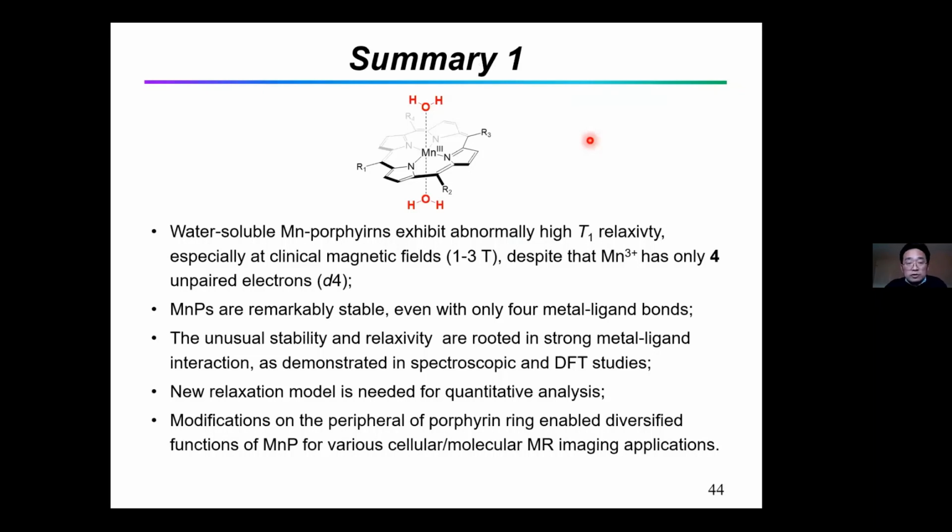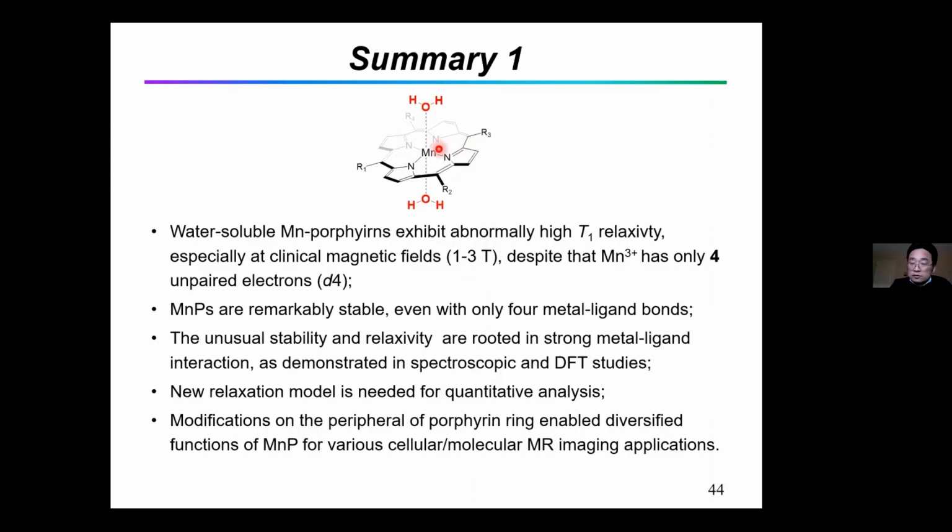I hope I've shown you that soluble manganese porphyrin is an interesting candidate for next generation MRI contrast agents. Not only does it show an unusually high relaxivity, but it's also very stable, and all of this is because of the strong metal-ligand interactions. But that, of course, raises the challenge that the classic relaxation model cannot really quantitatively explain this behavior. We need more modeling or more experimental evidence to prove our hypothesis, and I hope that more colleagues will join us or collaborate in some other format. And I will be happy to talk to you on this.